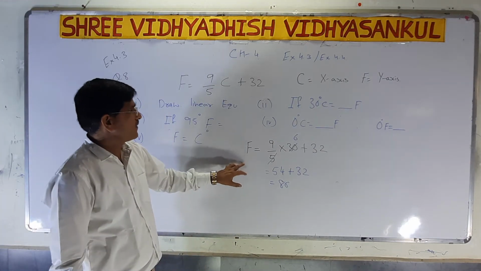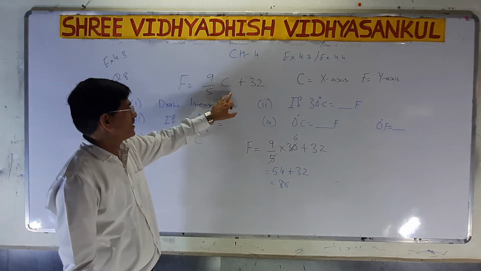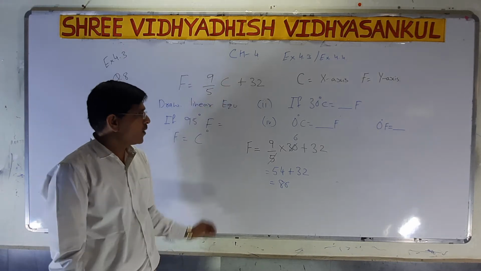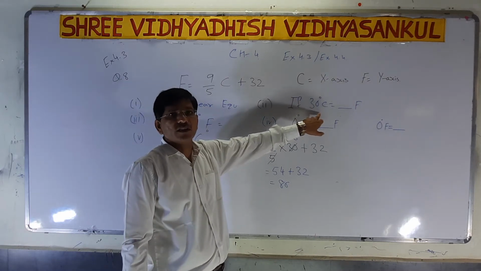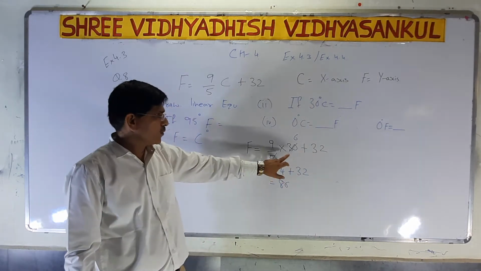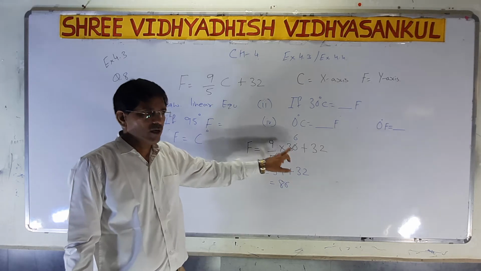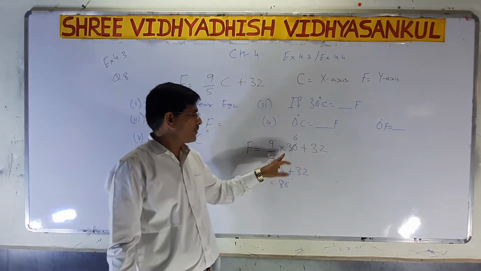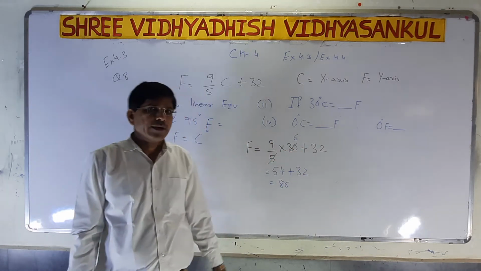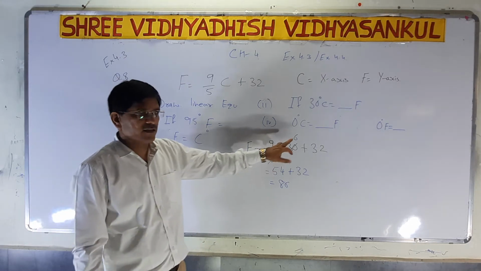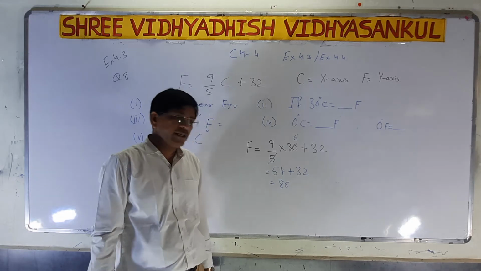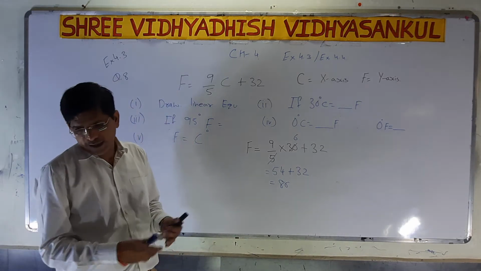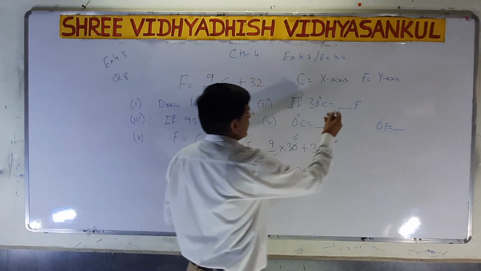So this type of sum, I think, is too easy. Again, F is equal to 9 by 5 C plus 32. What do I have to do? I have to put the value of C as 30 degrees. So 9 divided by 5 multiplied by 30 plus 32. Now if we cancel this, 5 6 are 30, 9 6 are 54, plus 32, that is 86.